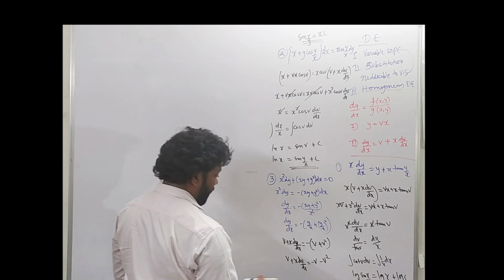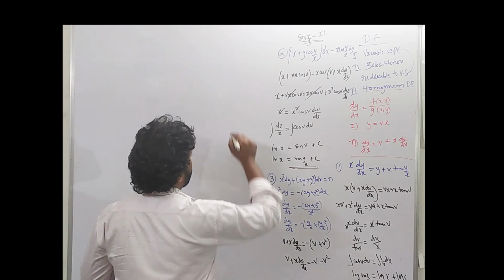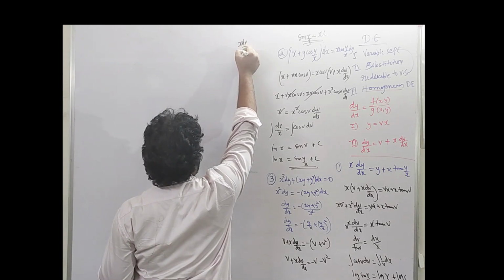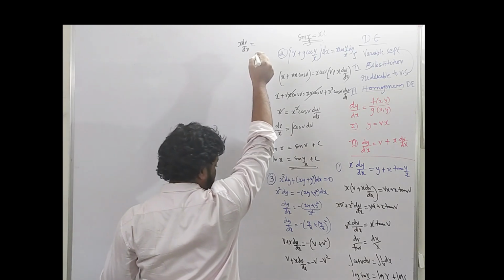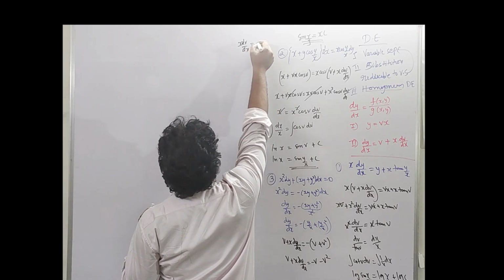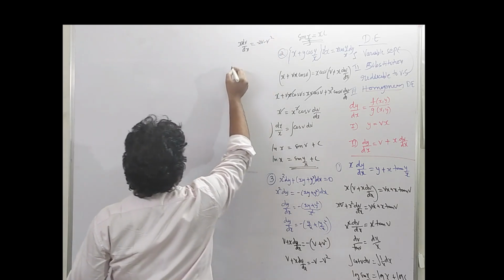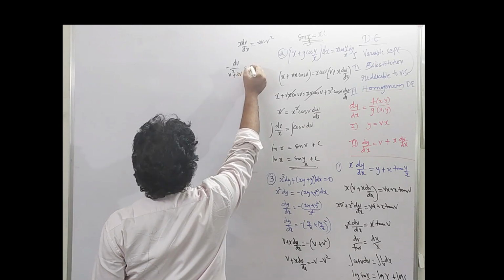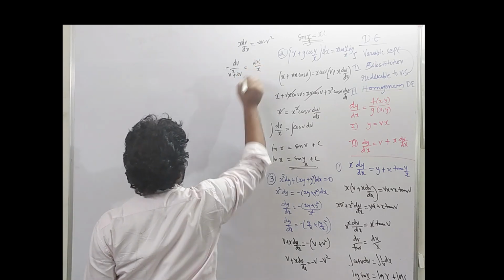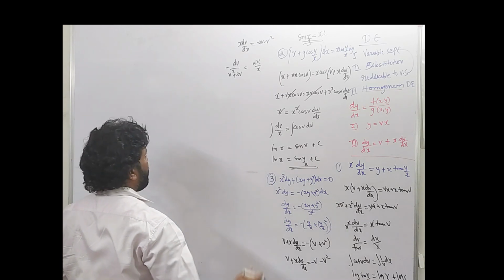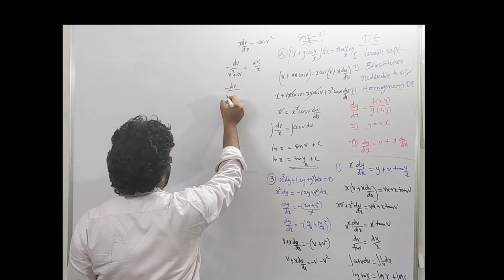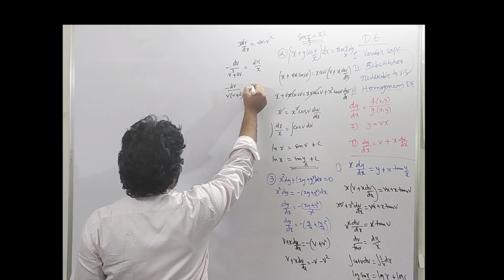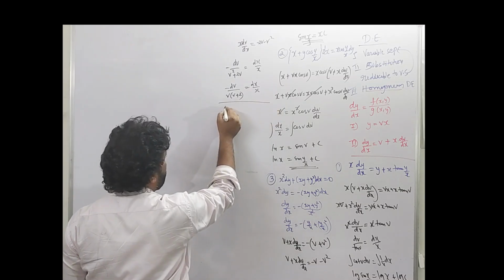So let's try to solve further. It's not getting cancelled. So x dv by dx is equal to minus 2v minus v square. So it becomes minus dv by (v square plus 2v) is equal to dx by x. Here, if you want, you can apply the partial fractions method to separate out the variables, and I'll use that.